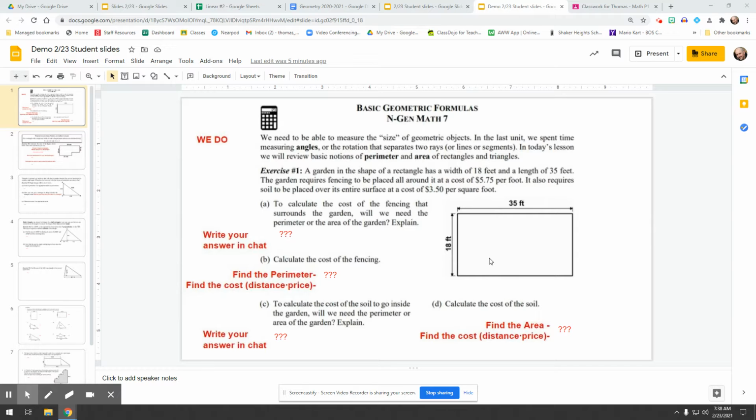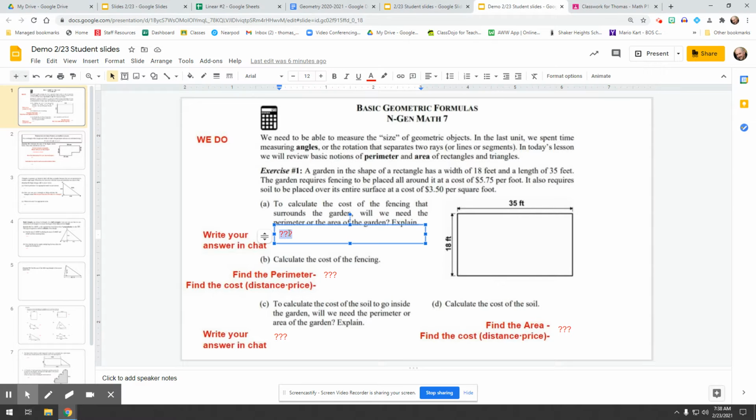So take a second and think about that. If we were going to surround the garden, is that perimeter or area? And how do you know? So in this case, that is perimeter. Perimeter is the distance around something. It is a linear distance. So the perimeter is the distance around an object, and it's linear, meaning in a line.